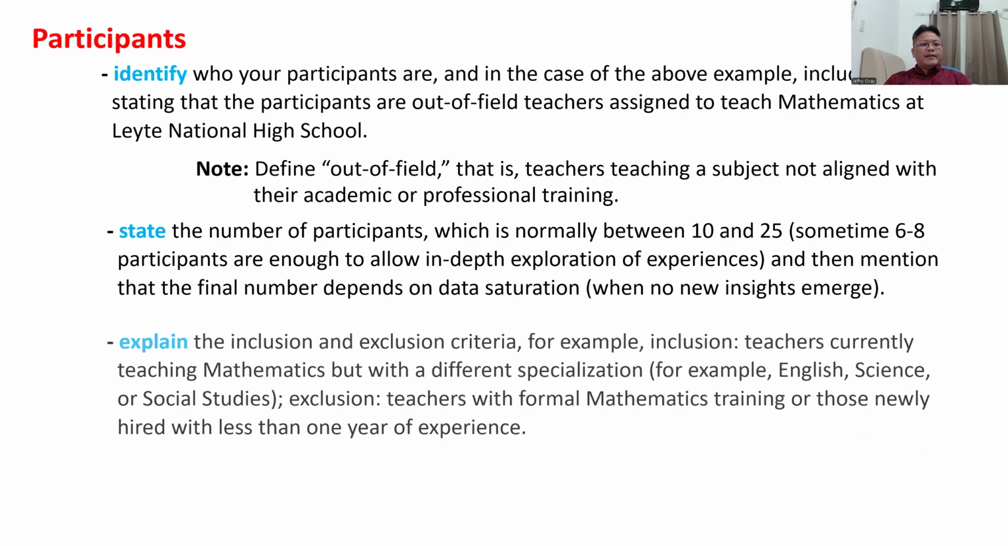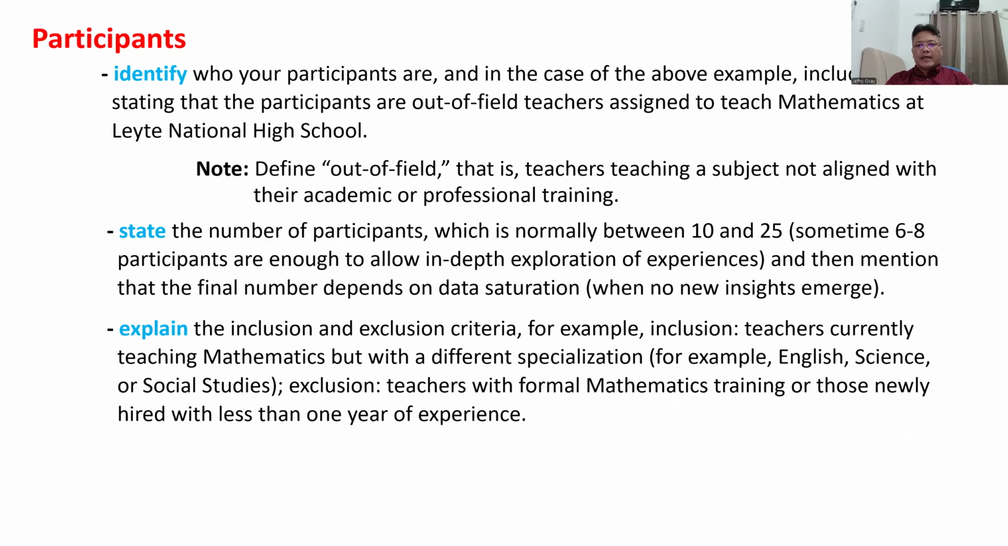And then explain the inclusion and exclusion criteria. For example, inclusion: teachers currently teaching mathematics but with different specialization. Again, out-of-field math teachers. So, like a BS Ed major in English teaching math, or a BS Ed major in science teaching mathematics. So that's your inclusion criteria, one of your inclusion criteria, of course. And then for exclusion criteria: teachers with formal mathematics training or those newly hired with less than 1 year of experience.